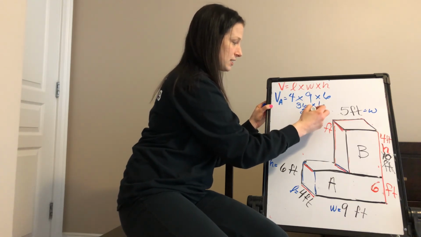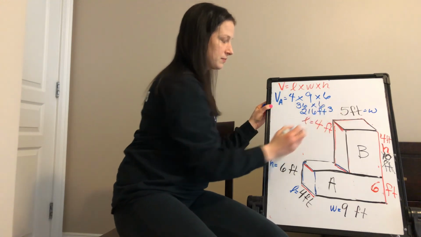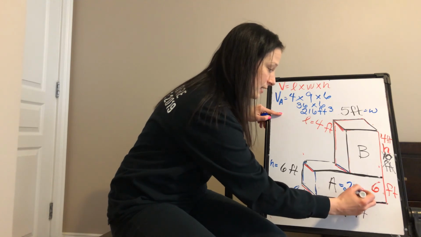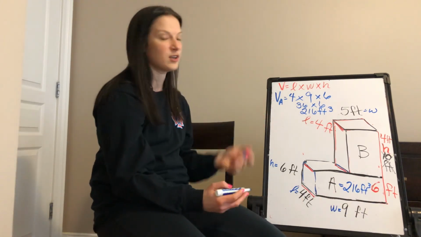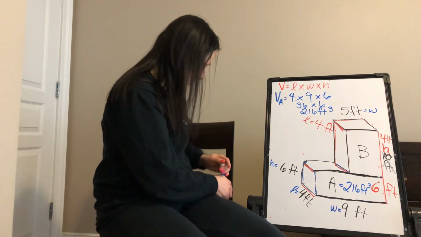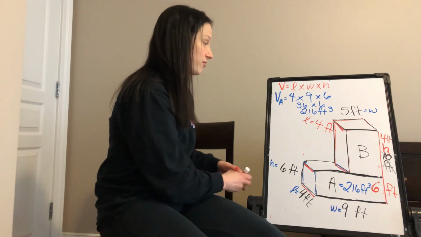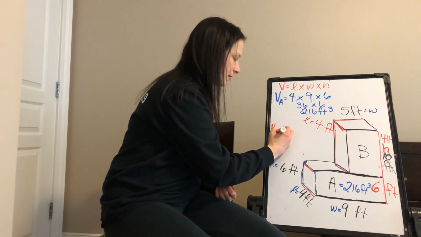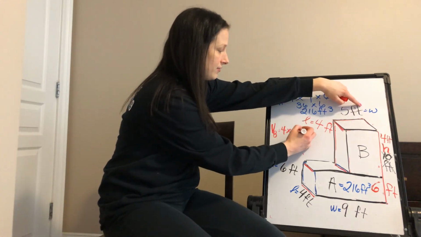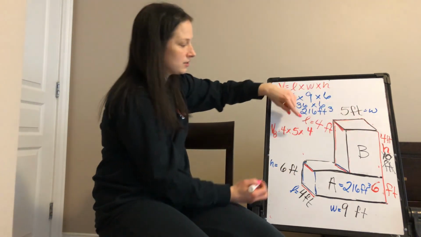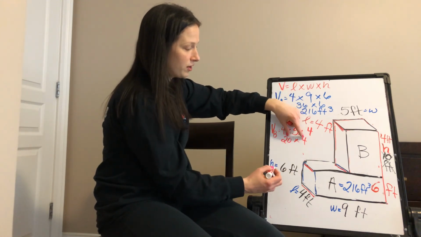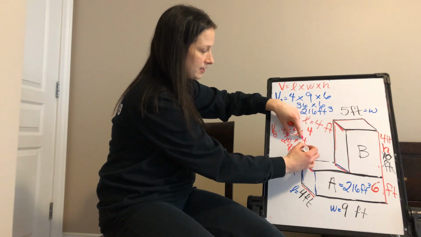So what are we dealing with? 216 feet cubed. Okay? That is the volume of A, 216 feet cubed. Sorry, there's a lot of numbers by the end of this, and this board is very, very small. Okay, so we found the volume of A. Next, you're going to find the volume of B. So we're going to do length is 4 times width is 5 times height is 4. So I have 4 times 5 is 20. I still have to multiply the 4. 20 times 4 is 80 feet cubed.